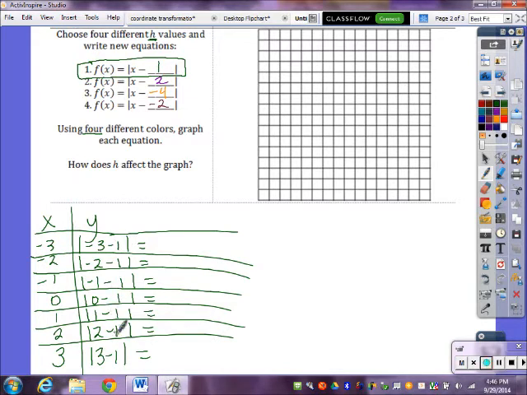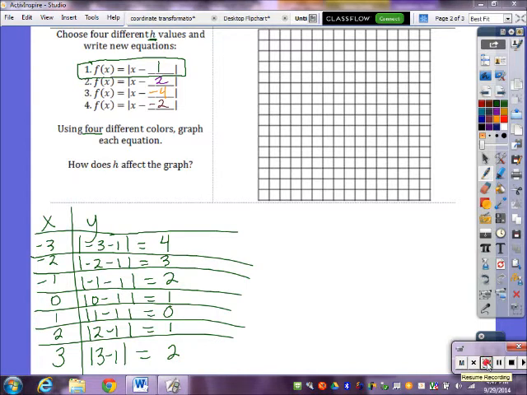And so the key is when you have the expression inside the absolute value bars, you have to do what's inside first and then take the absolute value. So -3 minus 1 is -4, absolute value would be +4. -2 minus 1 would be -3, absolute value would be +3. This would become -2, absolute value would be 2. -1, absolute value would be 1. This would be 0. 2 minus 1 is 1. 3 minus 1 is 2. And then I would plot those points and create the line.